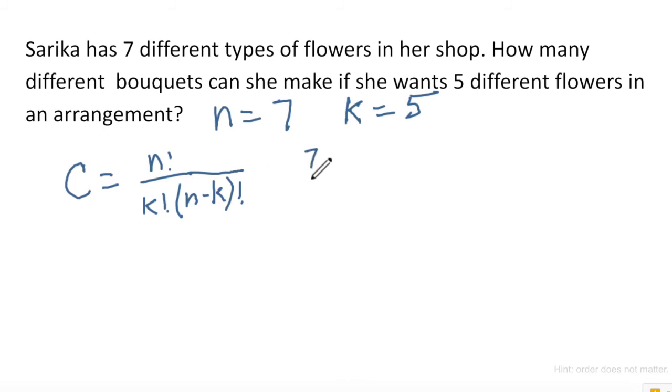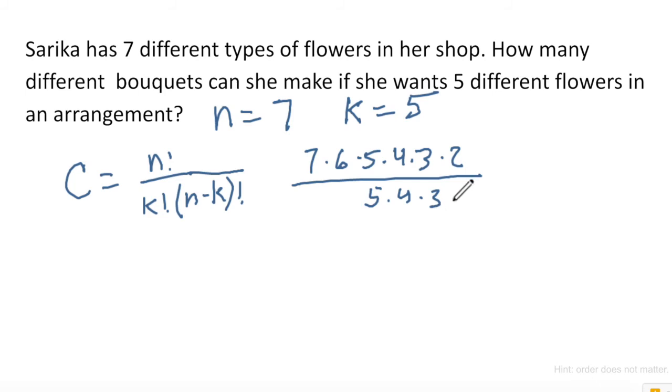So let's see, here we get 7 times 6 times 5 times 4 times 3 times 2 divided by k factorial, which is 5 times 4 times 3 times 2. So all of this is going to cancel out. And then we still, on the bottom, need to write n minus k factorial, which is 7 minus 5 factorial. And that is 2.